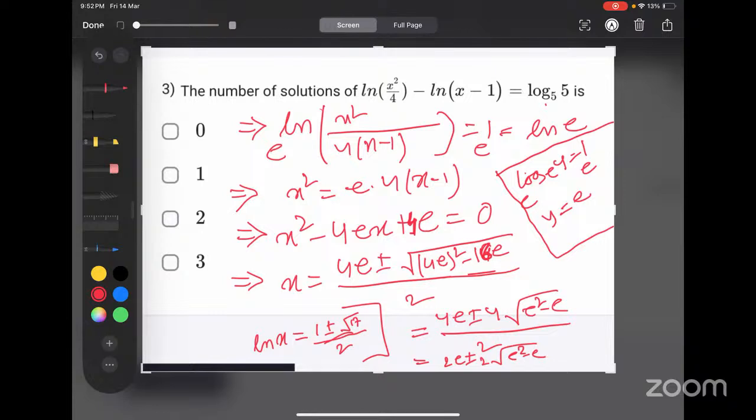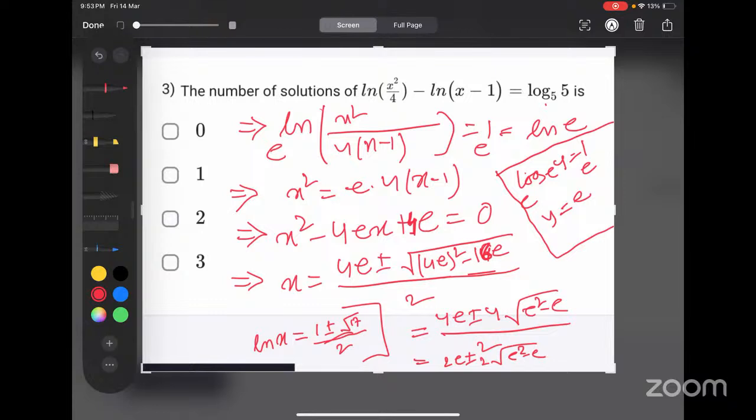So we don't have any problem with 2e plus 2 into root over e square minus 1. This is a positive thing. But what about the negative one, 2 times e minus root over e square minus 1? e square minus 1 again is a positive number only, no? It is less than e.